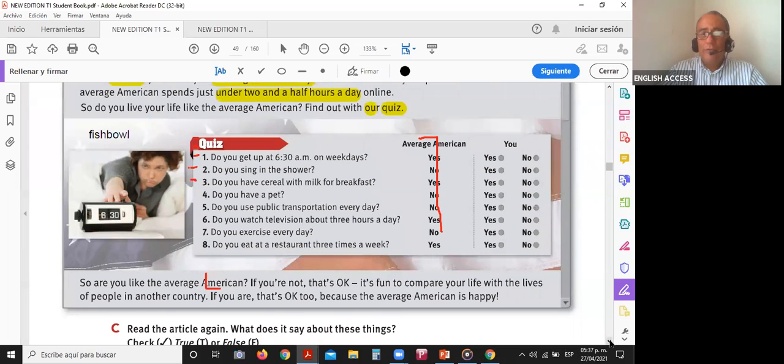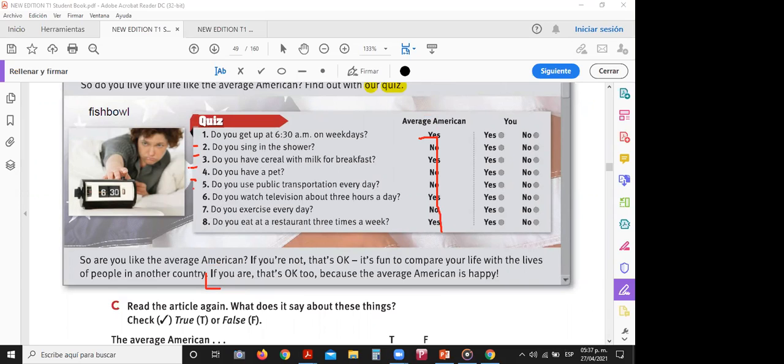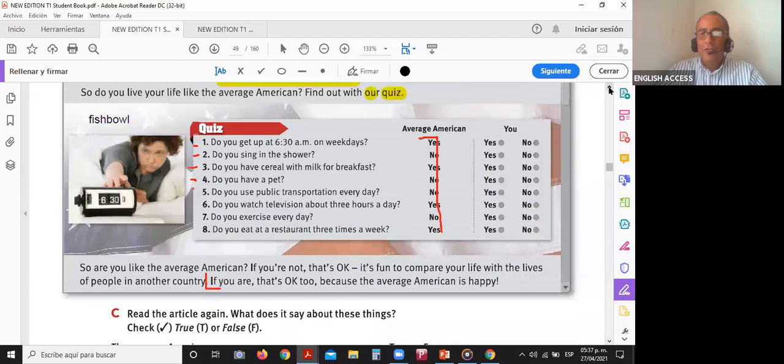What about the next question? Antonio, question number 5. Do you use public transportation? Maybe you take the bus, maybe you take a taxi. Yes or no? You answer. Public transportation. A taxi, an Uber, or a Didi. Oh, you have your car? Okay, you drive.